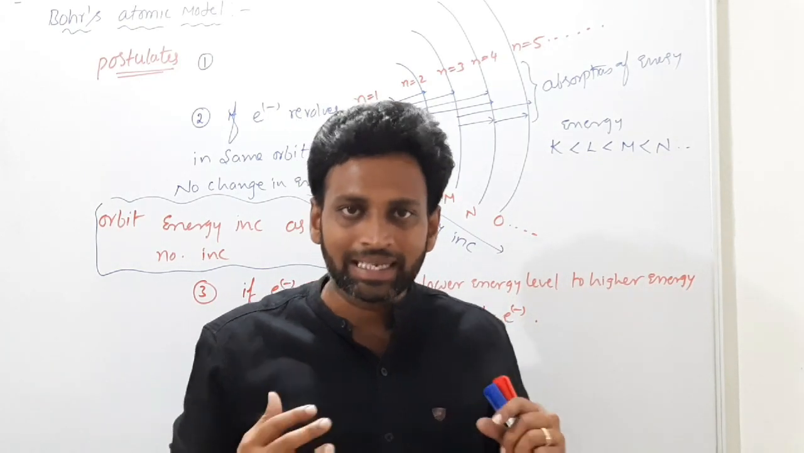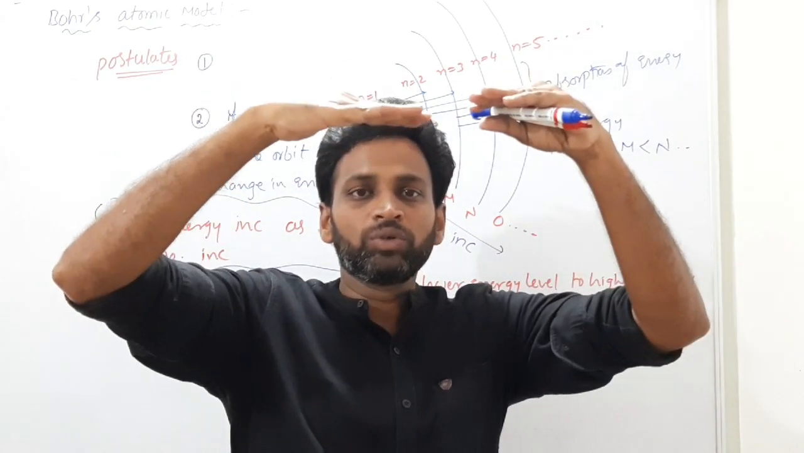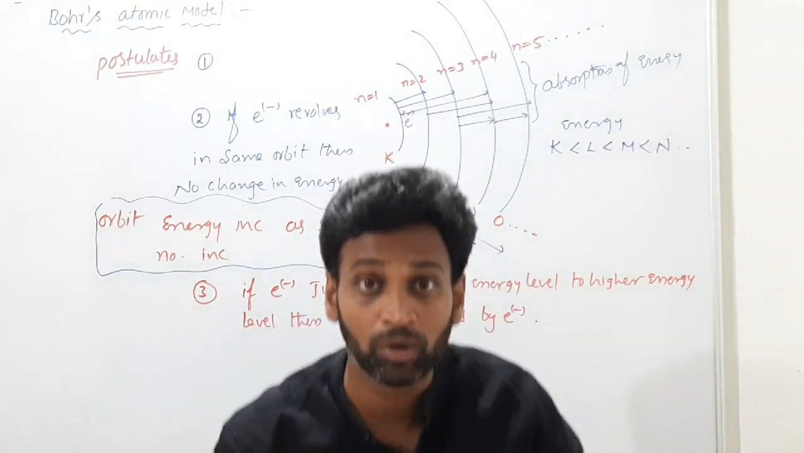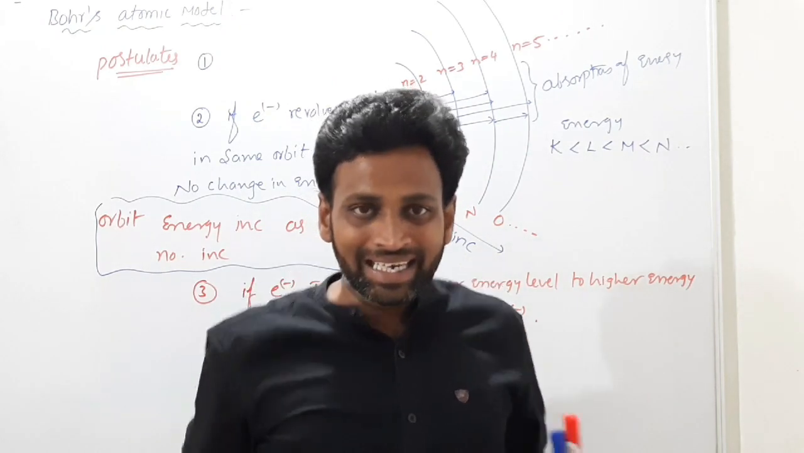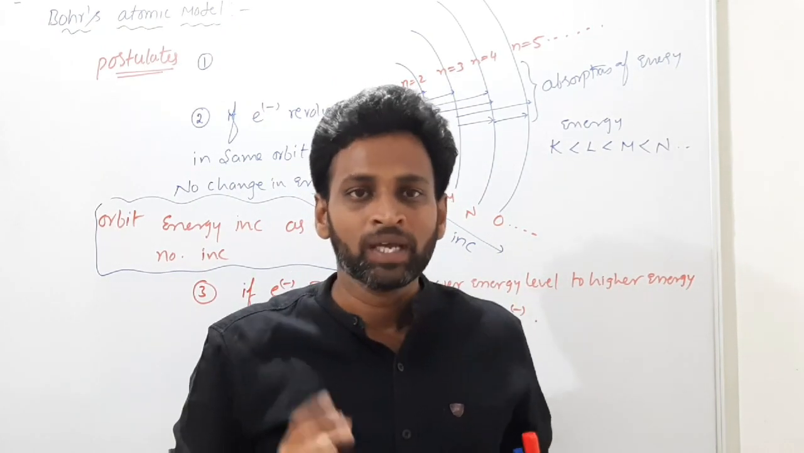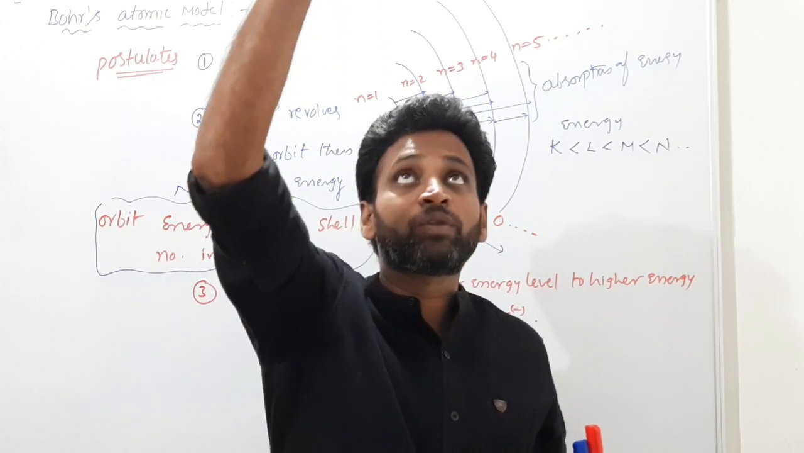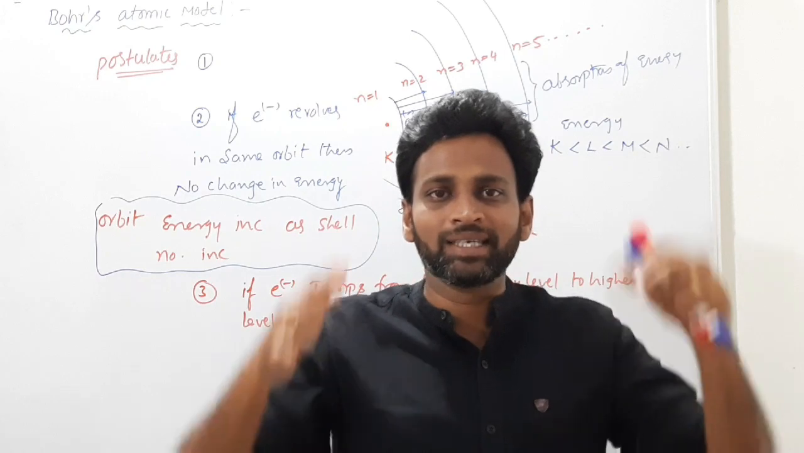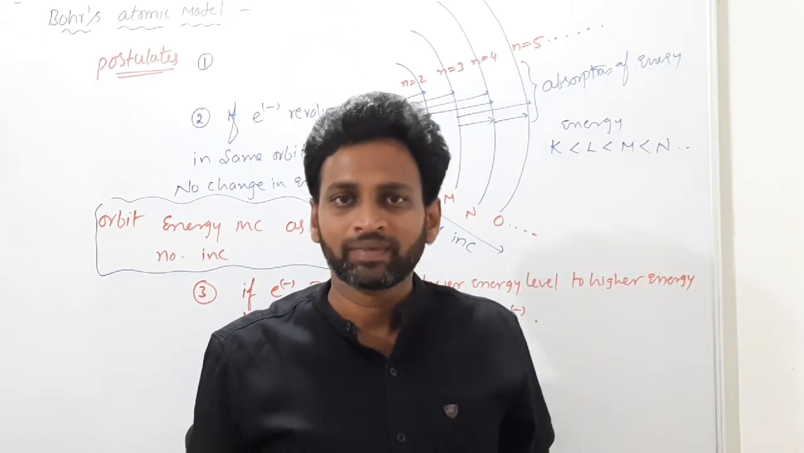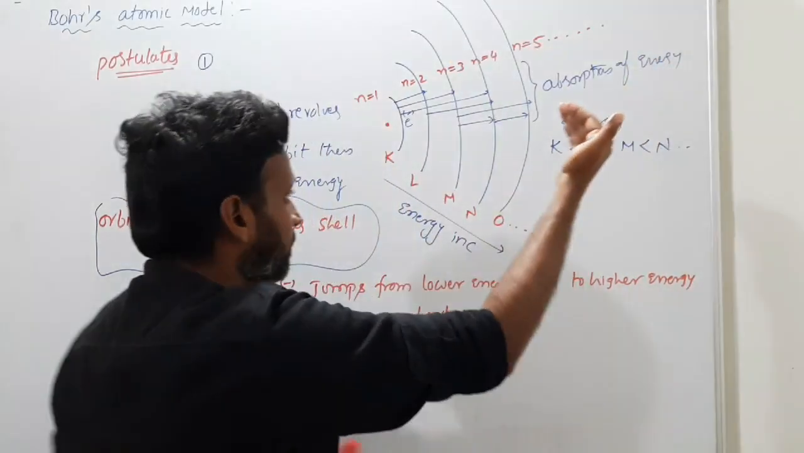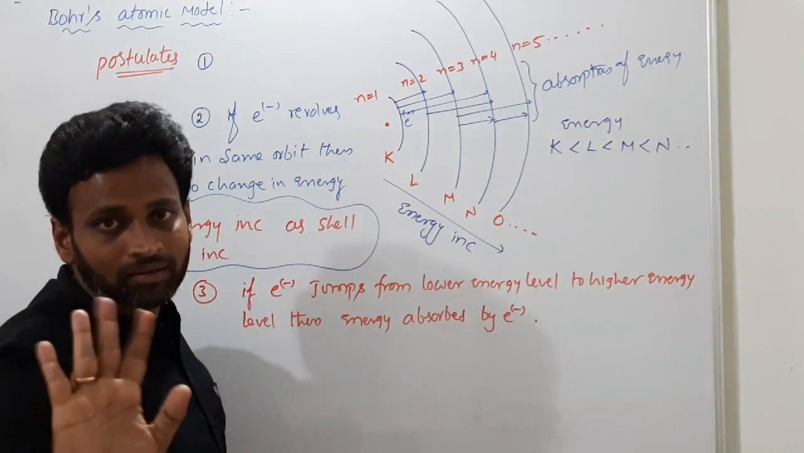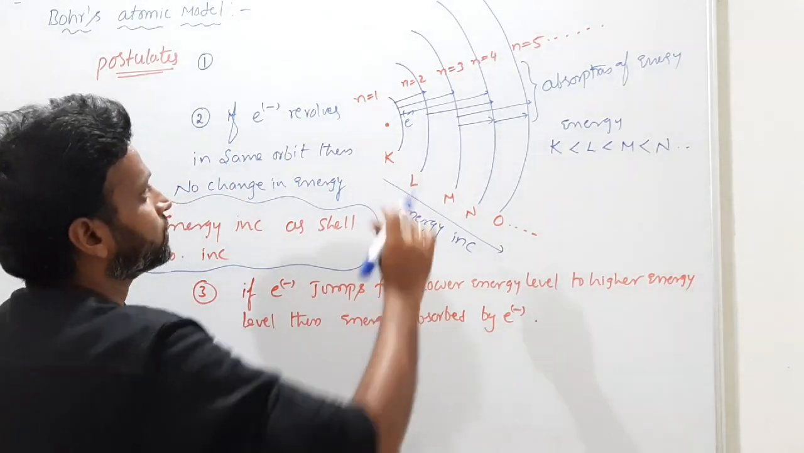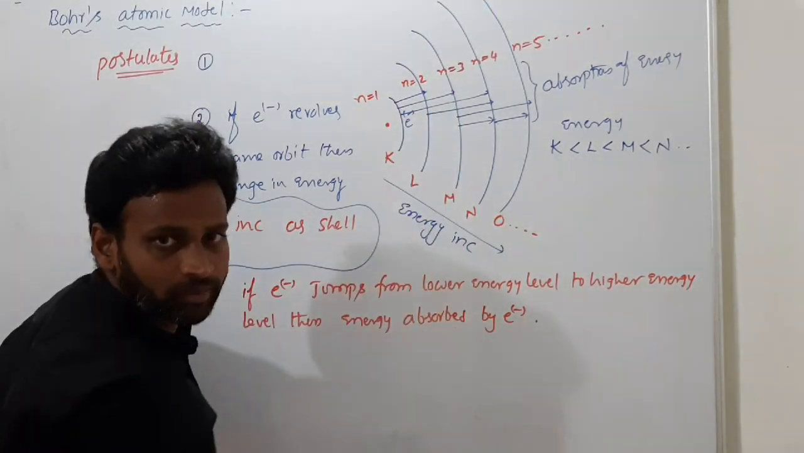Getting what I am saying? Just like our motion. Suppose I wanted to jump up a wall of this much height, then I have to use some energy because I am going from lower level to higher level. Suppose I wanted to jump from the wall to the ground, then I have no need to use energy. If I remove my legs, I will fall down. So from higher level to lower level, if electron is coming, then no need of energy. So 1, 2, 3, 4, 5, those are the orbit numbers.